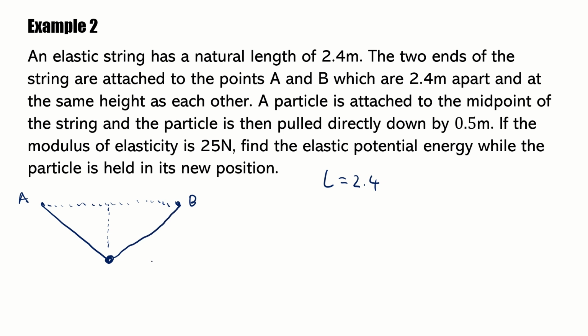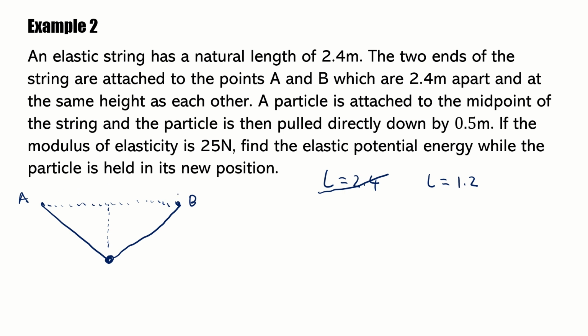The good news is, because the particle was attached exactly halfway along the string, and then the string was just pulled directly down, meaning both sides of the string are stretched in equal amounts, we could choose to treat the string as one big string, but for the purpose of this example, I'm going to treat it as two separate strings. So therefore, actually, the natural length of the string is going to be 1.2 for each half of the string. And then, to work out how much they've been stretched by, well, this is where the dimensions they gave us in the question are going to play a part.